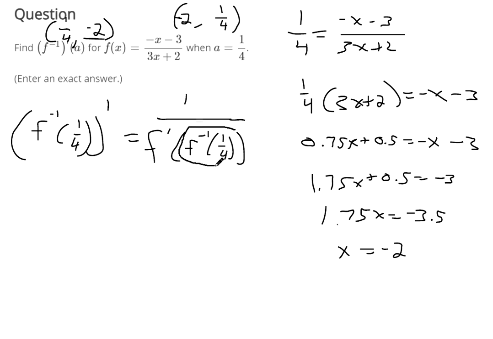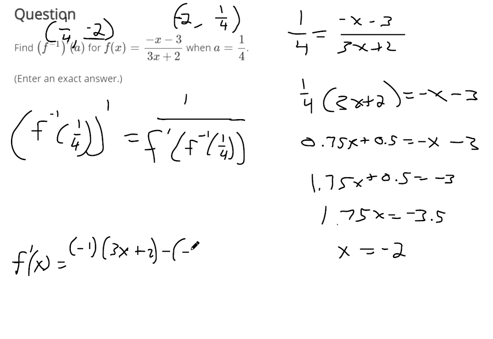So this is -2. Now we just need to know what the derivative of f is. And looks like quotient rule might be best there. The derivative of the original function, this is like the numerator and this is the denominator. So the quotient rule says it's the derivative of the denominator times the numerator kept the same, subtracted by the original numerator times the denominator, divide by the denominator squared.